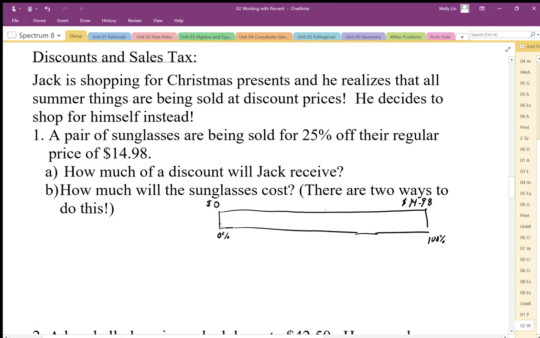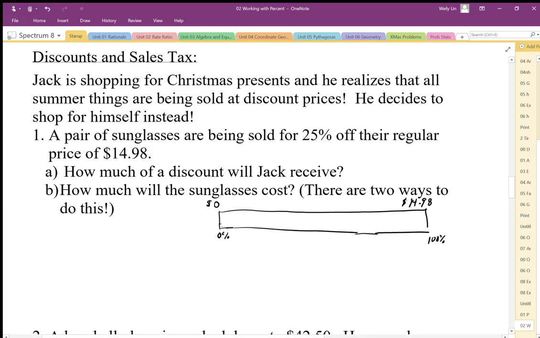Okay, so there's a scale factor from one to the other. In fact, we can see the scale factor here. If I divide 14.98 by 100, I get 0.1498, which basically represents 1%. So if I divide the top here by 100, I get the unit rate of 1%. Okay, so that's our scale factor when we're going from the top line to the bottom line.